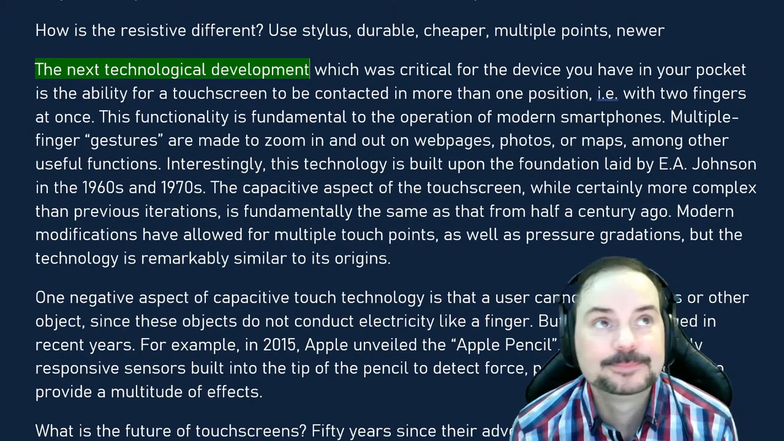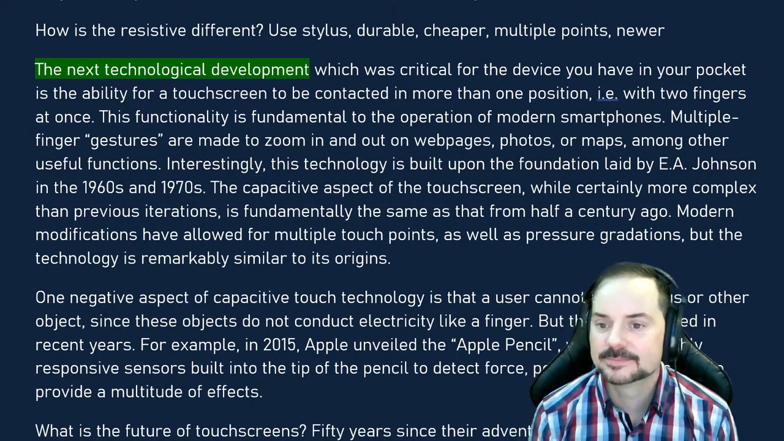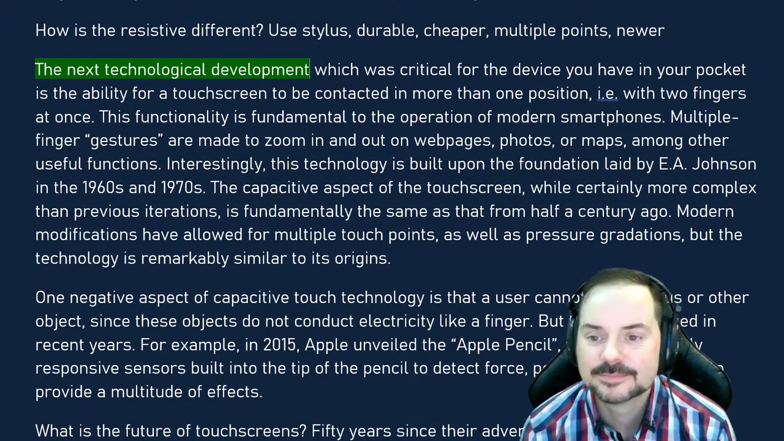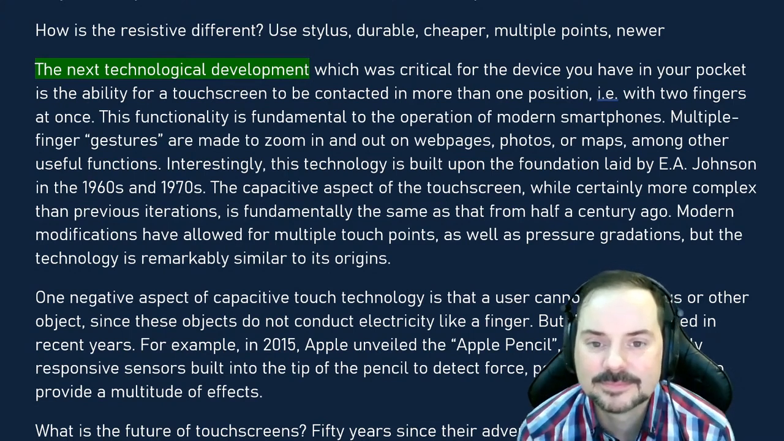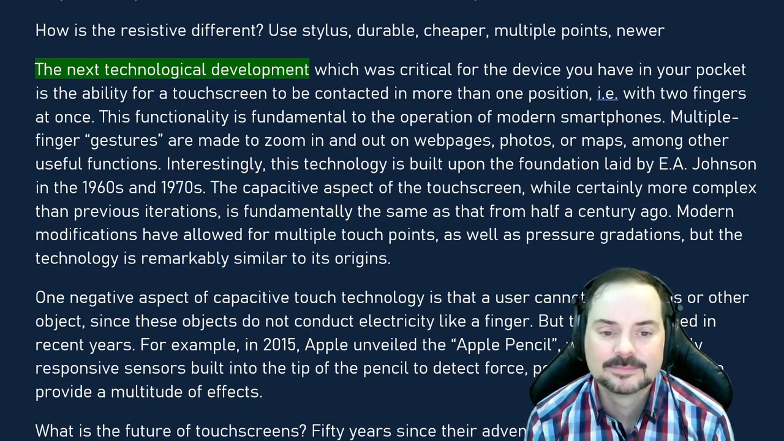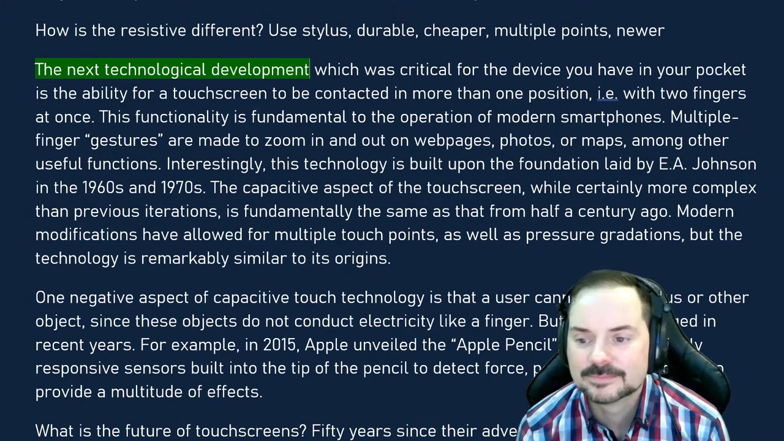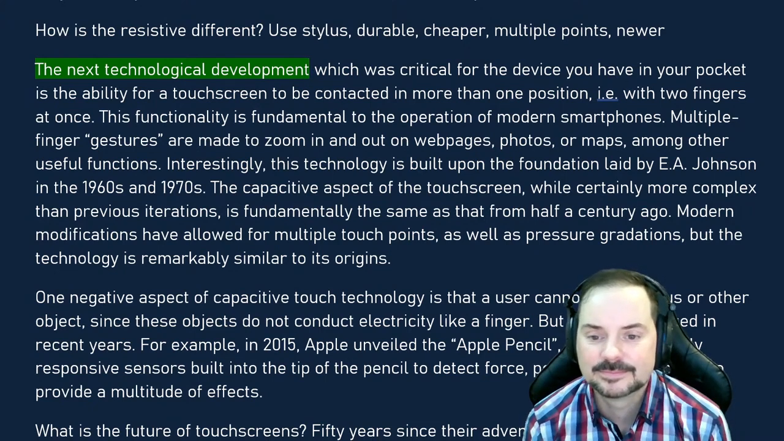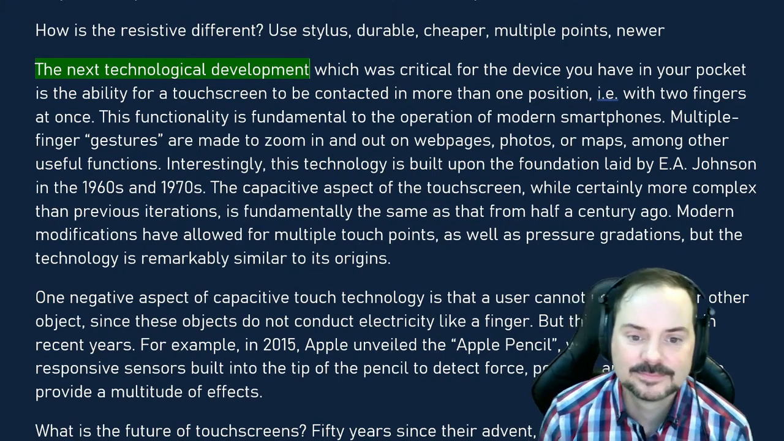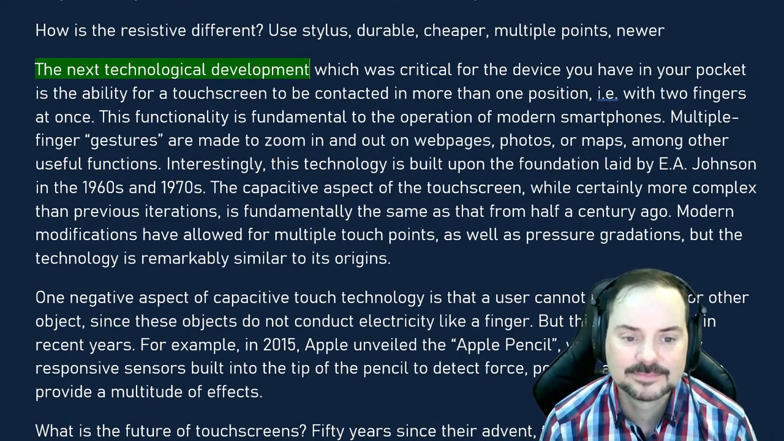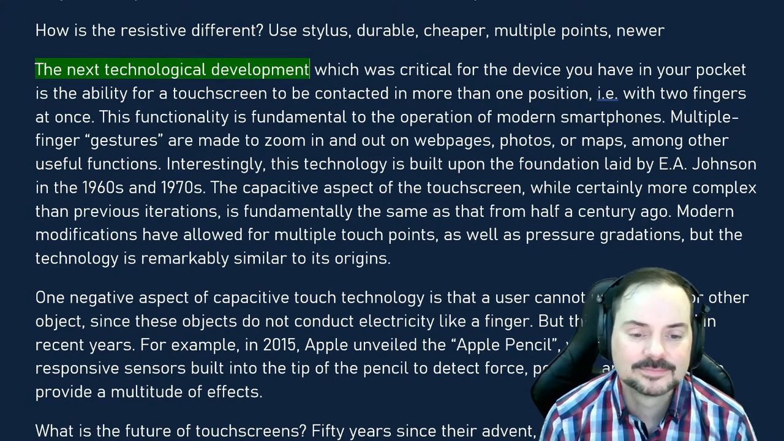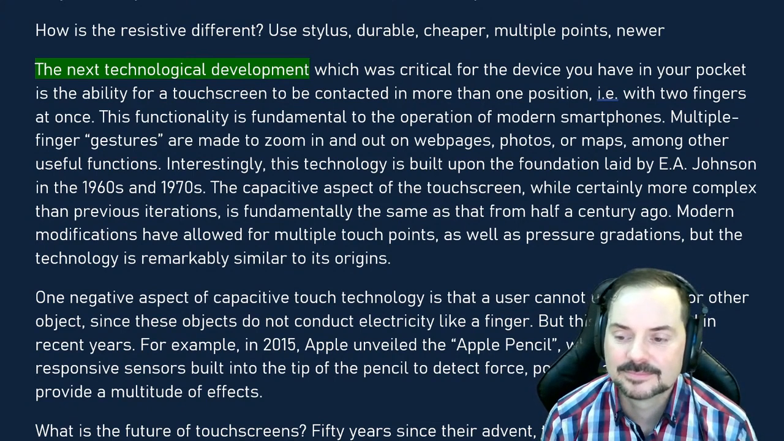The next technological development, which was critical for the device you have in your pocket, is the ability for a touchscreen to be contacted in more than one position, i.e. with two fingers at once. This functionality is fundamental to the operation of modern smartphones. Multiple finger gestures are made to zoom in and out on web pages, photos, or maps, among other useful functions. Interestingly, this technology is built upon the foundation laid by E.A. Johnson in the 1960s and 1970s. The capacitive aspect of the touchscreen, while certainly more complex than the previous iterations, is fundamentally the same as that formed half a century ago. Modern modifications have allowed for multiple touch points as well as pressure gradations, but the technology is remarkably similar to its origins.